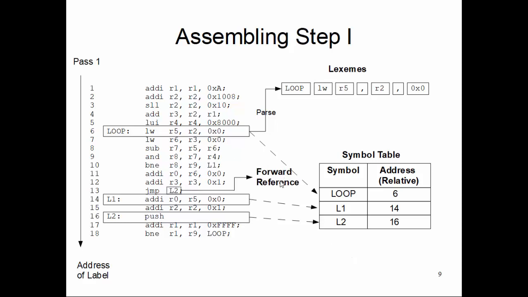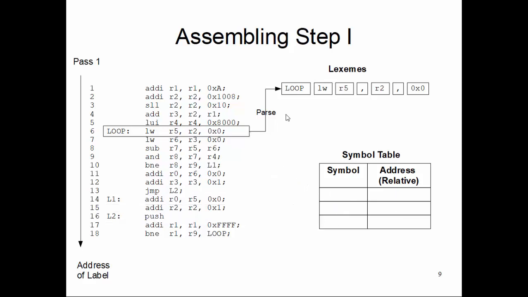Now at this point, let me also explain something called forward referencing. What does it mean? Look at these instructions. After 6, we have an entry in the symbol table, a symbol called loop. And then when it parses 13, which is JMP L2, L2 is referring to a label which is not yet inside that symbol table. So that's why it is called a forward reference.